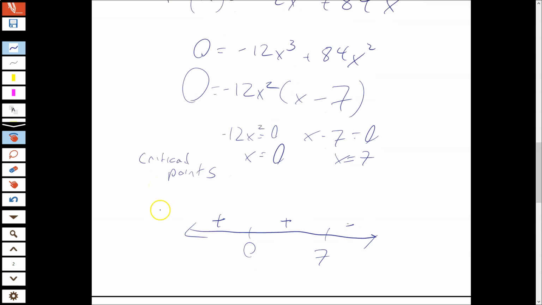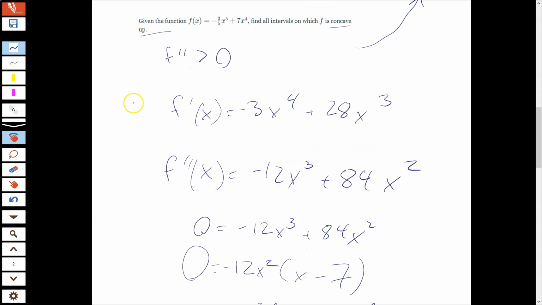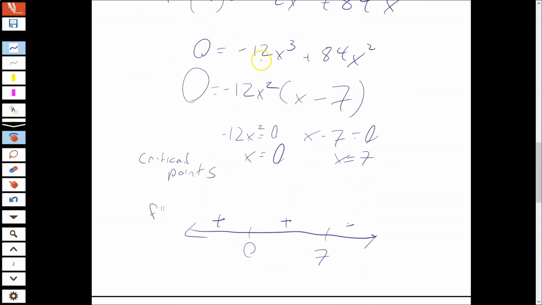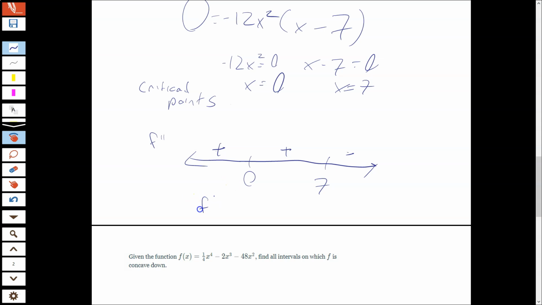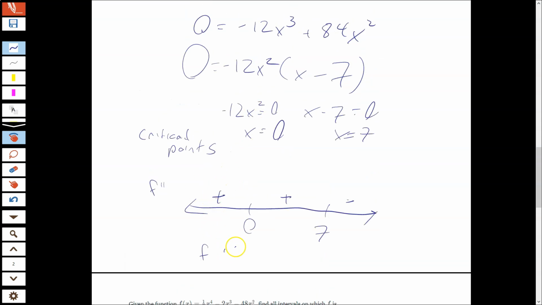So there's my sign chart. Remember, this is for f double prime. And what we want is for f double prime to be positive, we said. So here we'd say f is concave up on negative infinity to 7, not including 0. Then we'd say it's concave down above 7. And again, if you would like, it's a good exercise to graph this one on your calculator, see what it looks like.